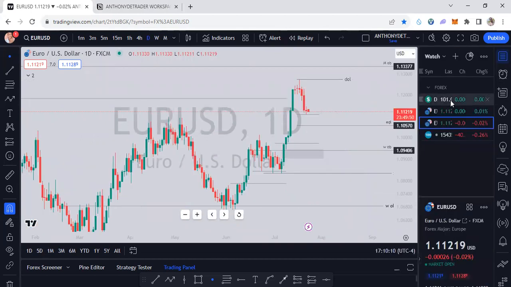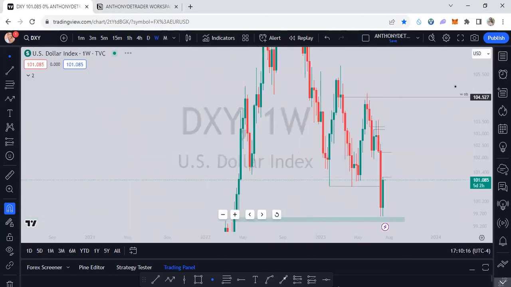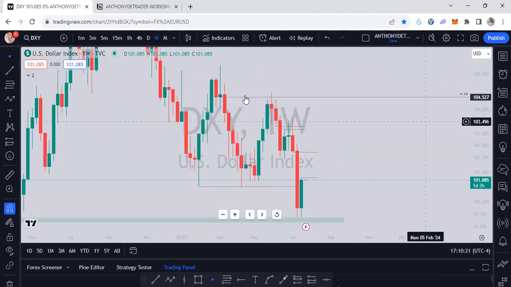So on the DXY, let's check the DXY. DXY most times correlates with Euro USD, mostly 99% of the time. So also on the DXY, we could actually see that price is coming from this weekly order block here. Price went down, created an FVG, filled it, and took out this sell side liquidity here. So I'm actually expecting price to trade into this FVG, weekly FVG here.